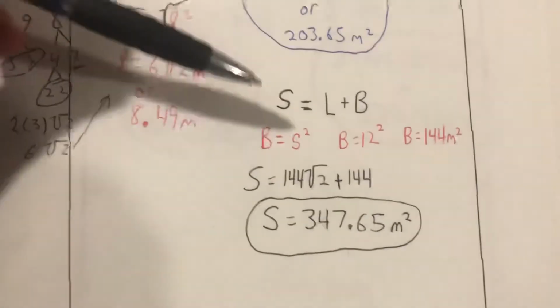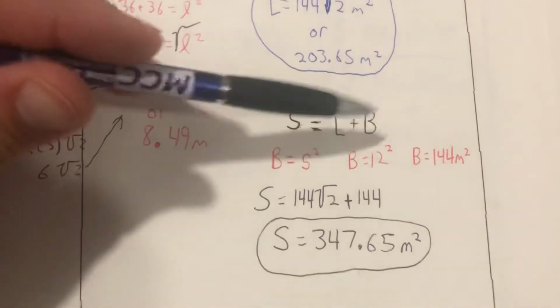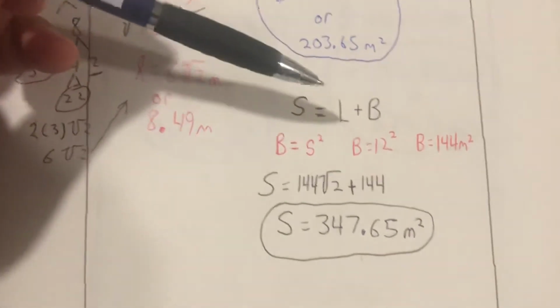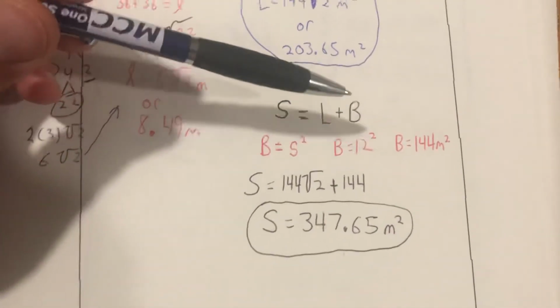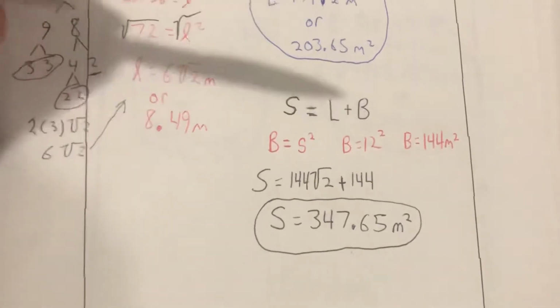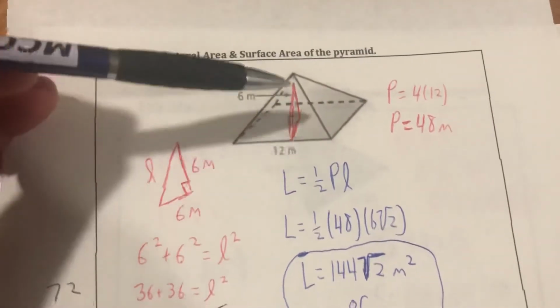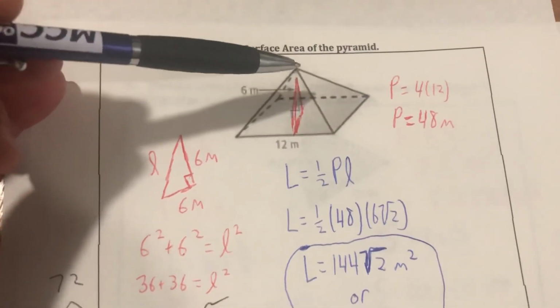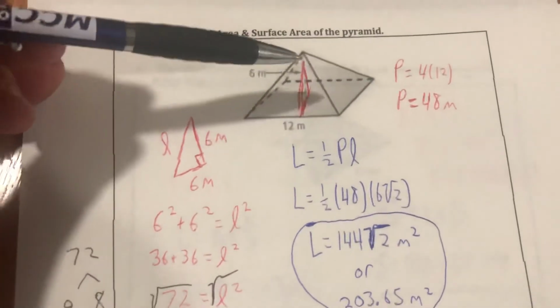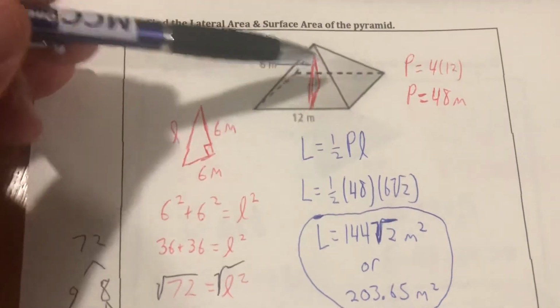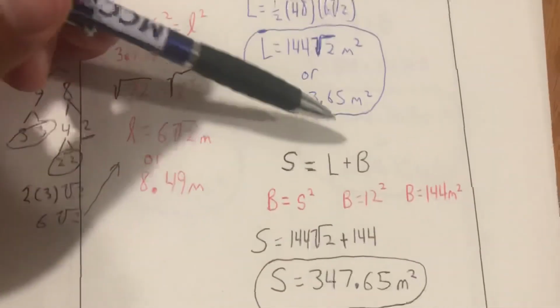Now, the surface area is going to be the lateral area plus the area of a base. Now, notice that it is not 2 times the area of the base like with prisms and cylinders. And the reason for that, pyramids only have 1 base. That little point there, that vertex, it has no area. It's already been counted when we talk about the lateral area. So we're just doing the area of 1 base.